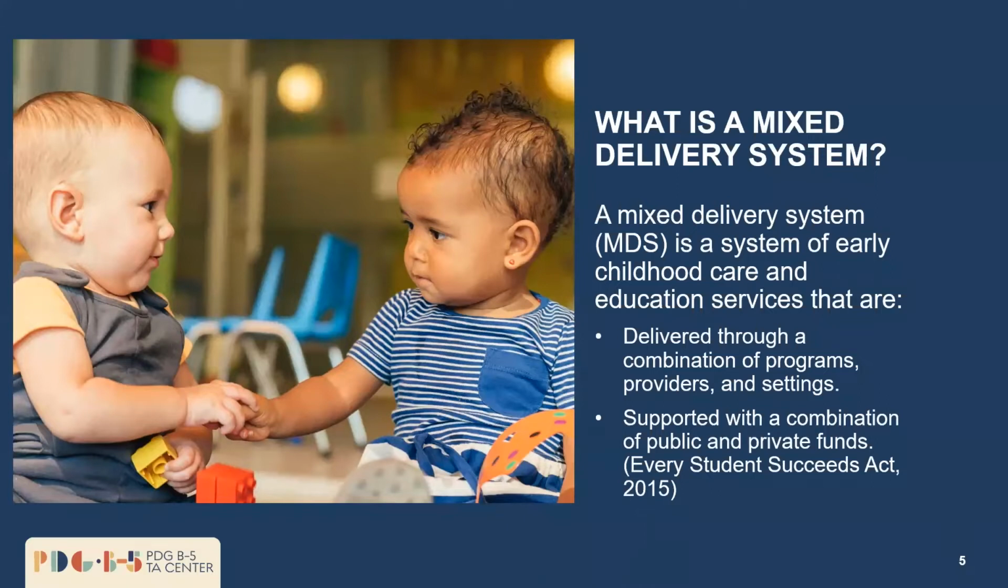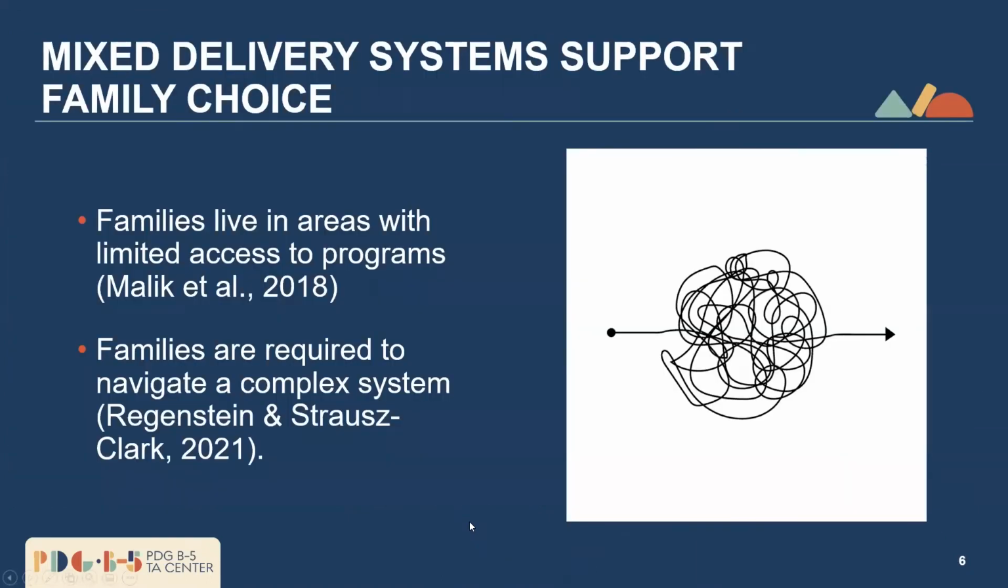Today, we're going to focus on one, increasing family choice. This is not only an important benefit of mixed delivery systems, but a priority of the PDG B5 initiative, the presidential administration, and a significant challenge impacting many families and communities across our state. Probably many of us here today on the phone or on the webinar. It's a very relatable and important challenge that can be addressed through mixed delivery.